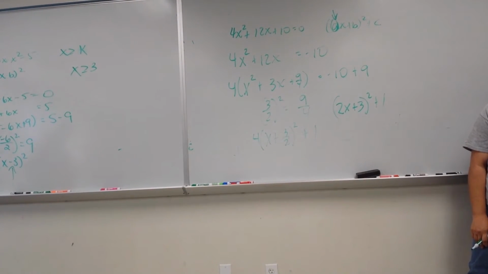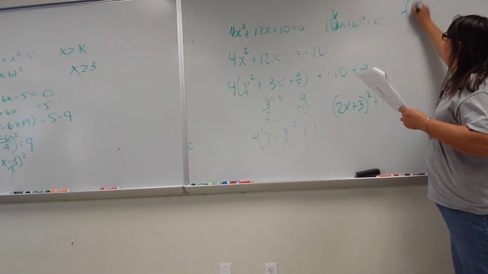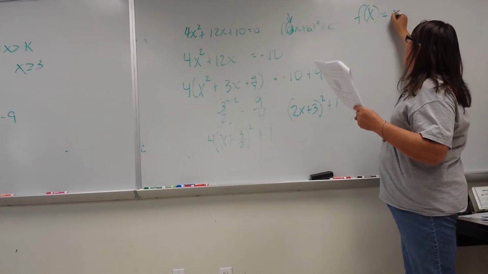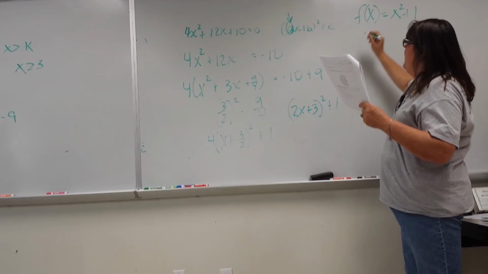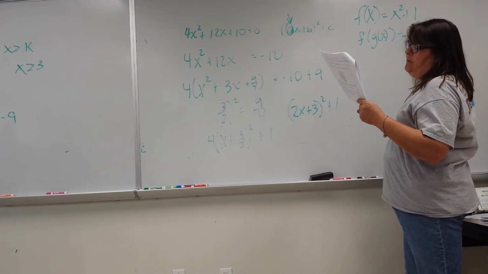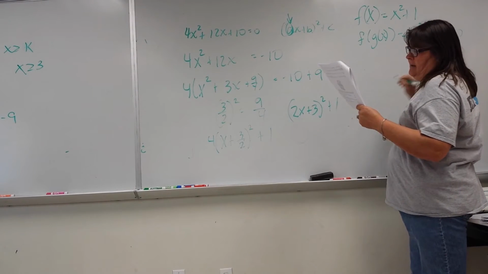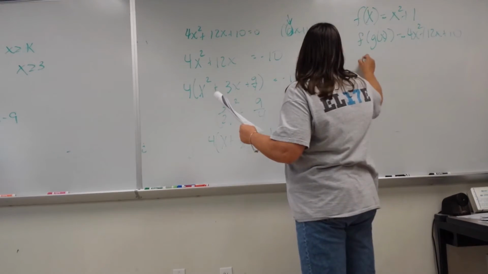Okay, so that was 3 points. The next one says, functions f and g are both defined for x bigger than 0. It is given that f of x equals x squared plus 1, and f of g of x equals 4x squared plus 12x plus 10. And then it says find g of x.